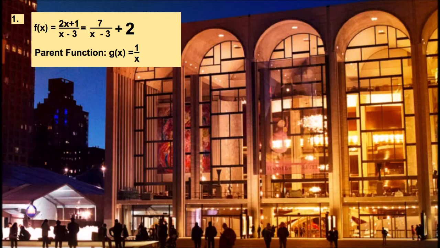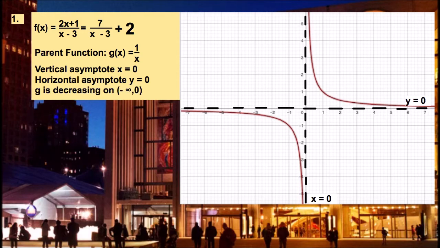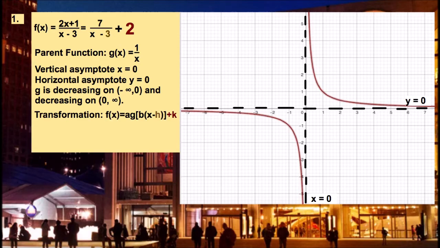The parent function is g of x equals 1 over x, with a vertical asymptote at x equals 0 and a horizontal asymptote at y equals 0. G is decreasing on open negative infinity, 0 and decreasing on open 0, infinity. The transformation is f of x equals a times g of b times the quantity x minus h, everything plus k.